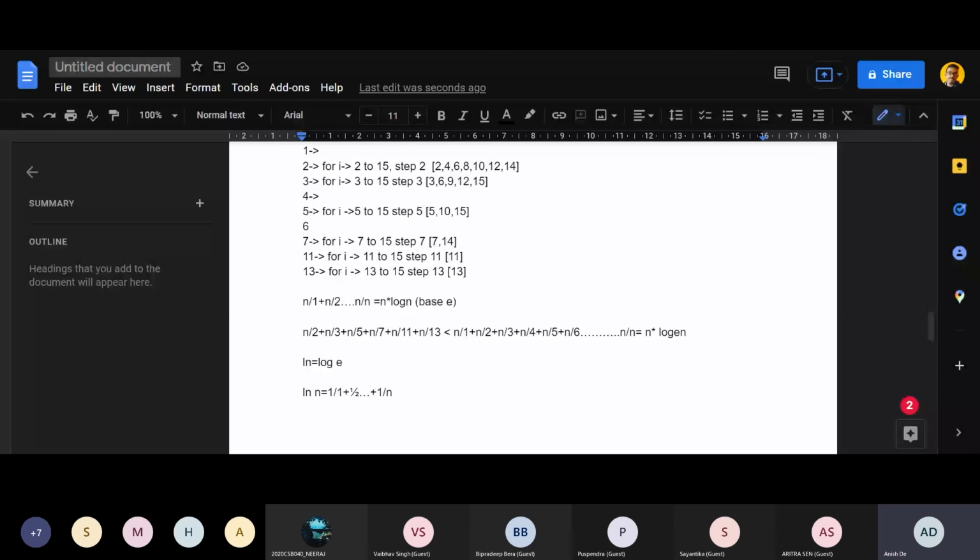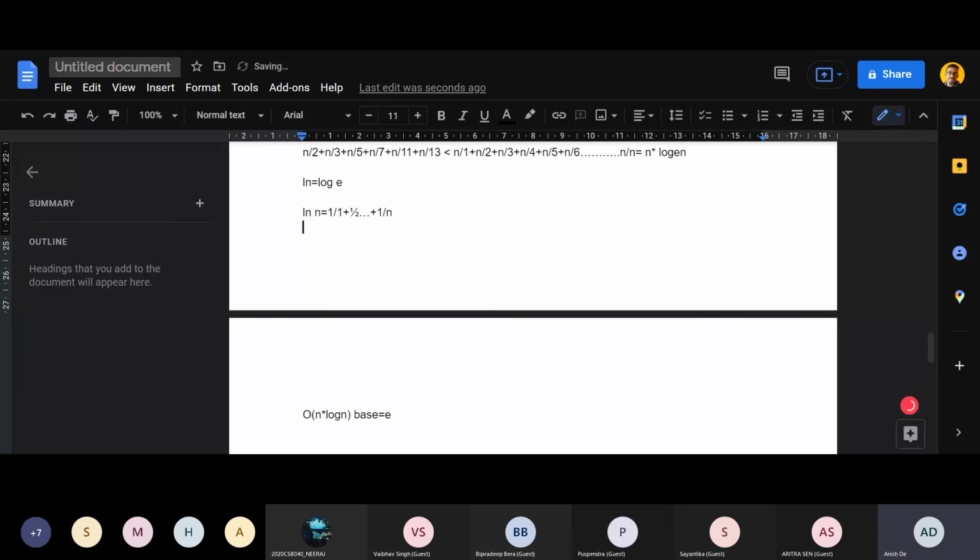Okay, so next we have bit manipulation. I guess bit manipulation is a more important topic than number theory from the point of view of interviews.